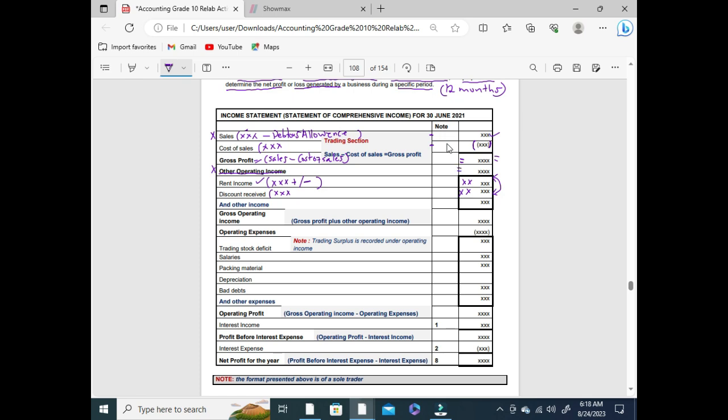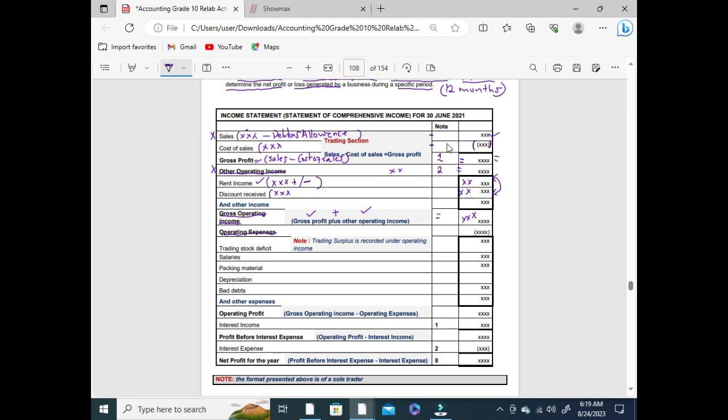And then they are going to give us what? Other operating incomes. Then we are going to take our gross profit plus our other operating incomes. Then it will be equal to what? Gross operating incomes. Meaning gross operating incomes is going to be your gross profit plus other operating incomes. And then guys, after that we are going to have other operating expenses.